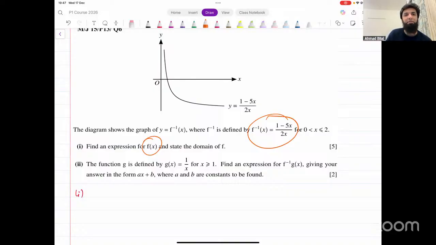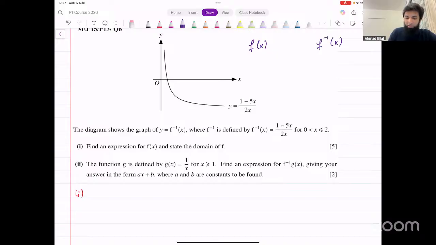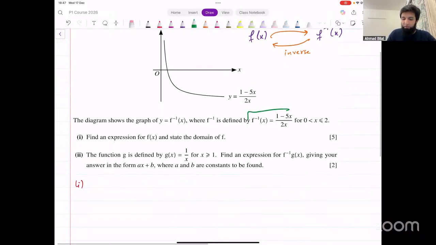Now the process is going to remain the same. Because think about it. If there's a function f and there's another function f inverse, if you find the inverse of f of x, that will give you f inverse of x. But if you find the inverse of f inverse of x, that will give you the function f of x. So f of x and f inverse of x are basically just inverses of each other. So all we have to do is find the inverse of this function, and that will give you the original function back. Okay, that's all that we need to do.